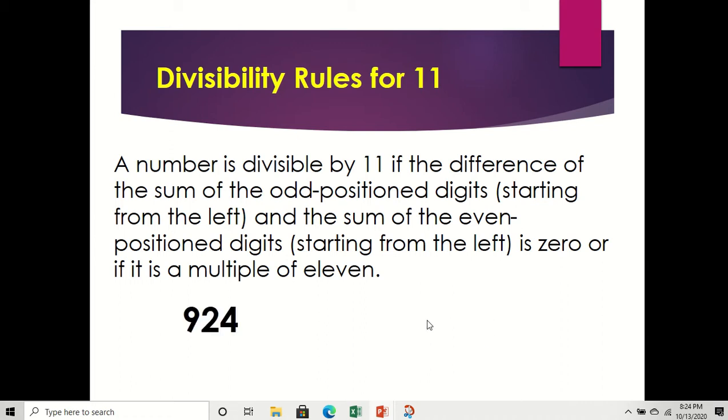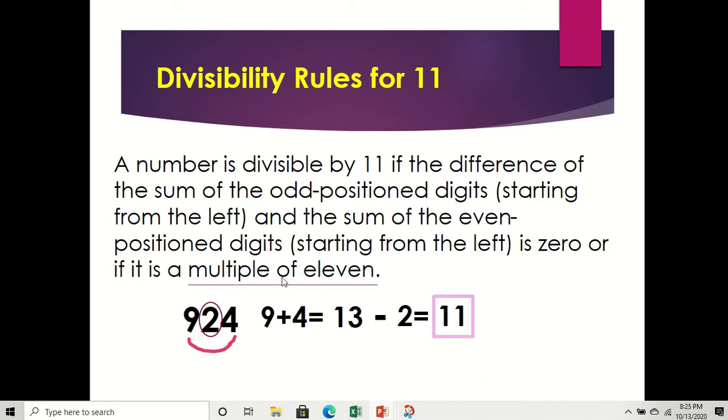Example, we have 924. So we're going to add the alternate digits, yung 9 and 4. 9 plus 4 equals 13. Since yung 2 ay walang ka-alternate or nag-iisa na lang siya, we're going to subtract it. 13 minus 2 is 11. So 11 is a multiple of 11. So it means 924 is divisible by 11.